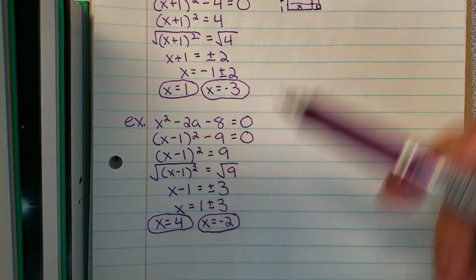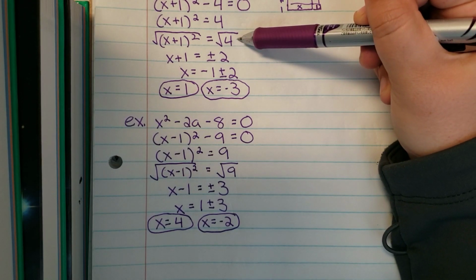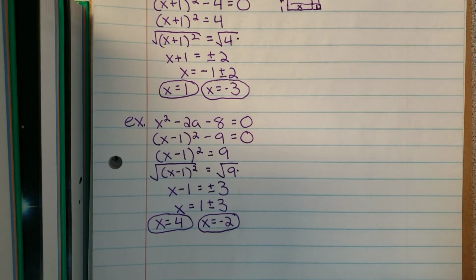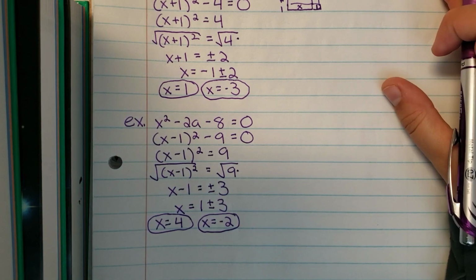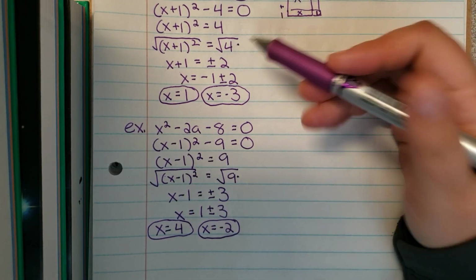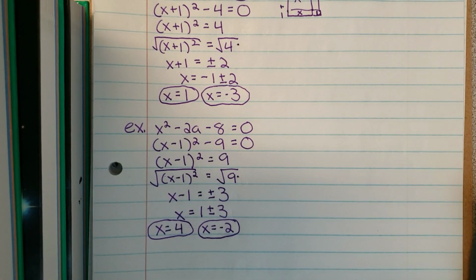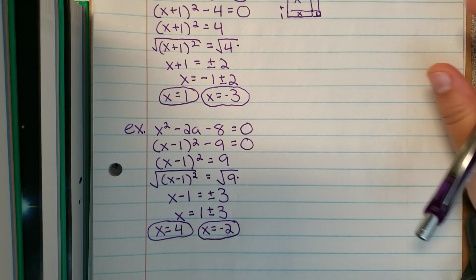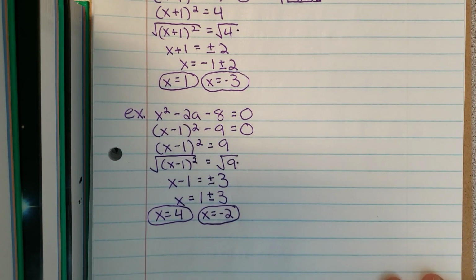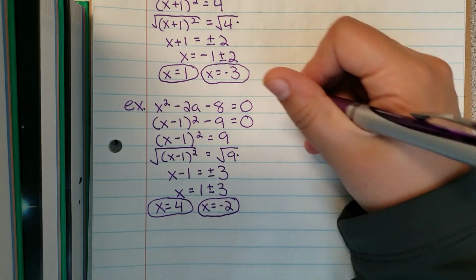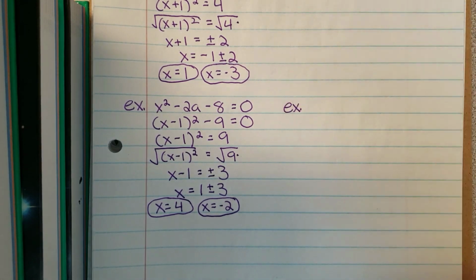So far you may have noticed underneath our radical here, 4 is a perfect square, and here 9 is a perfect square. But remember how you learned what to do if there wasn't a perfect square under a radical. You learned how to simplify it. So we're going to do the same process, but these are going to require the extra step of simplifying. So let's look at example 3.